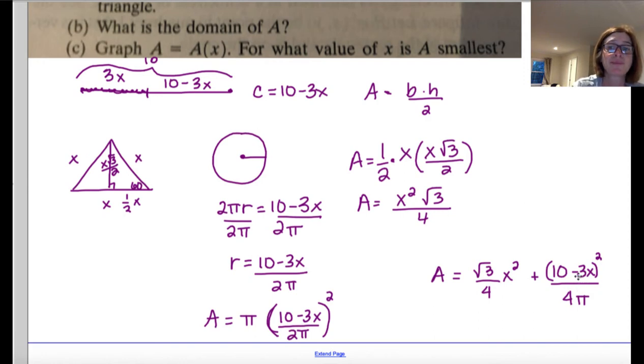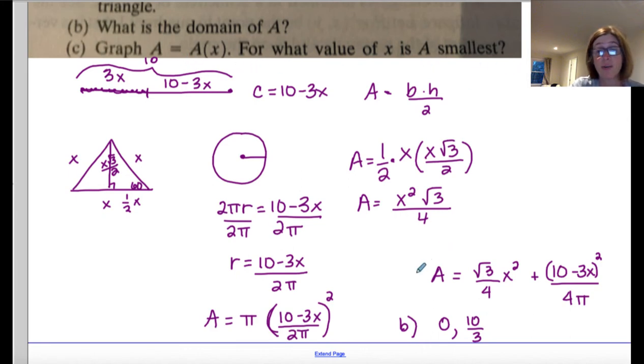Okay, so then it asks about the domain. If we're thinking about this, we're talking about area and a segment here. Then we know that the domain, the x values, the smallest x value we can put in there would be 0. So part B, my x would be 0. And the largest x I would get would be 10/3.